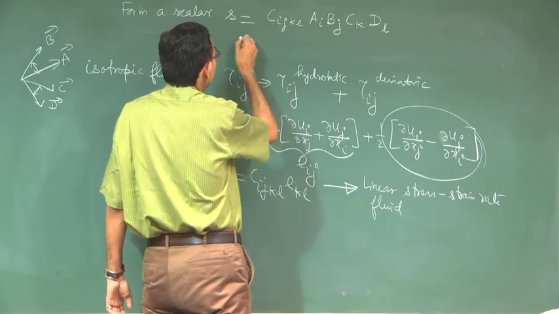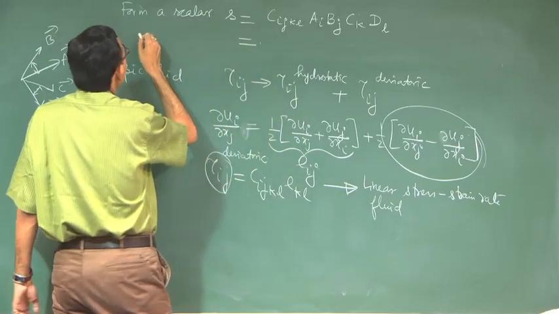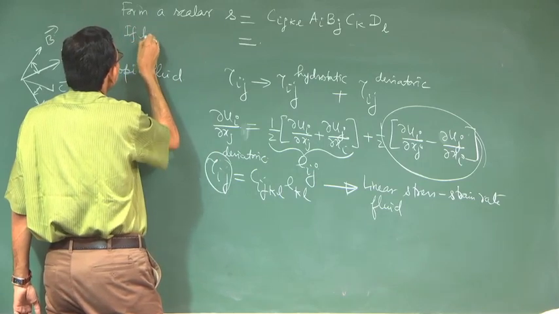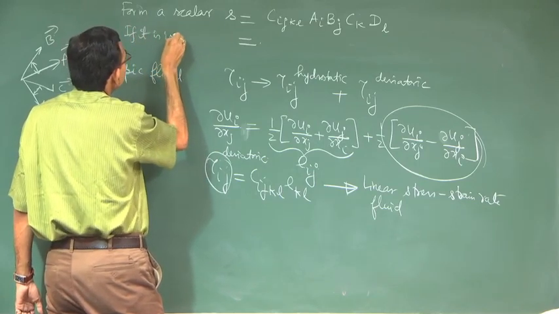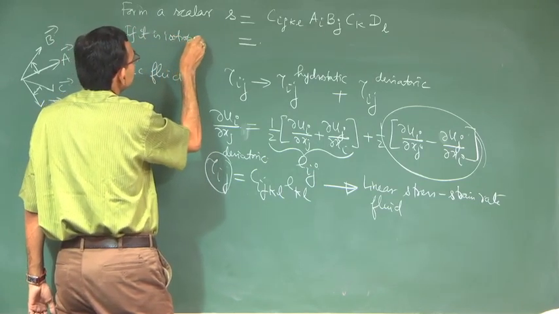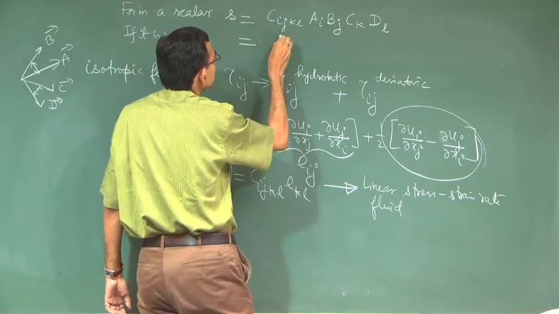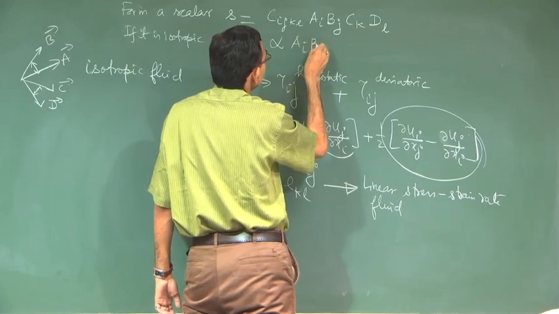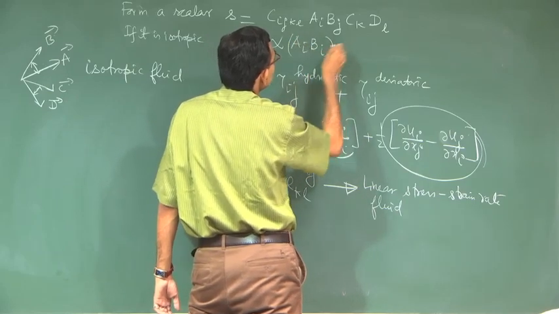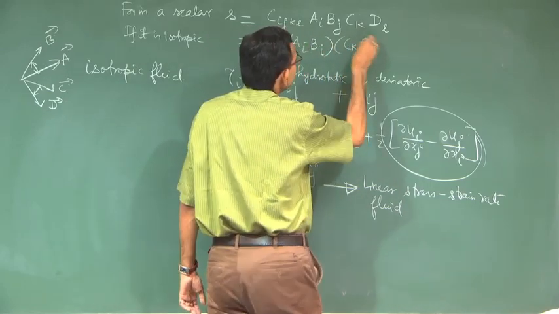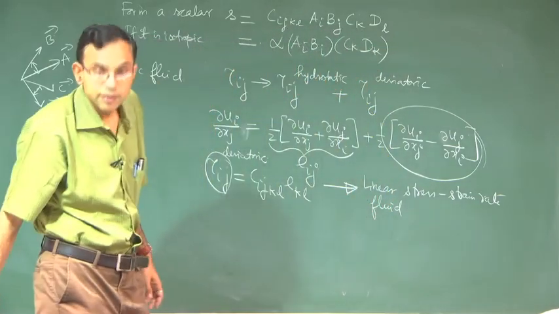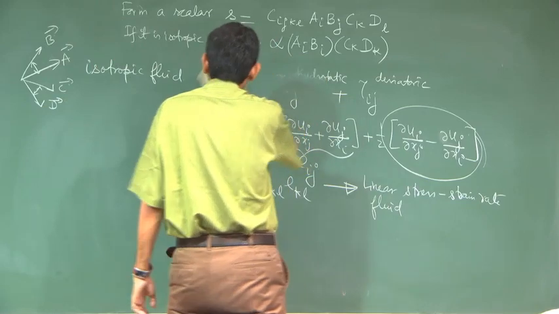So, we can write this if it is isotropic, let me write it and then I will explain what I intend to mean, it will be clear to you.